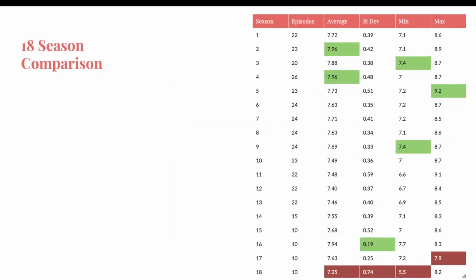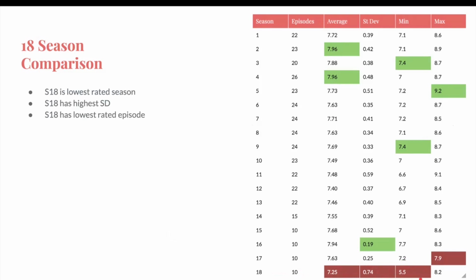I also want to look at an 18 season comparison across all seasons of Criminal Minds. So we have the first 15 seasons, the original run, and then 16, 17, and 18 are seasons 1, 2, and 3 of Evolution. And so season 18 is now the lowest rated season. It averaged a 7.25 with a standard deviation of 0.74, which is the highest when you want a low standard deviation. And season 18 also has the new lowest rated episode.